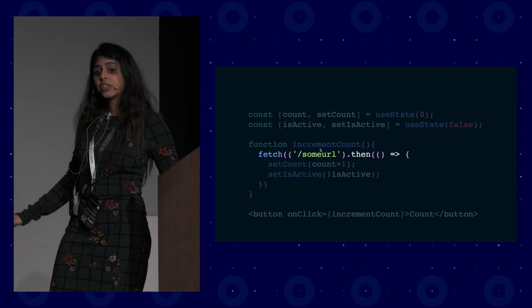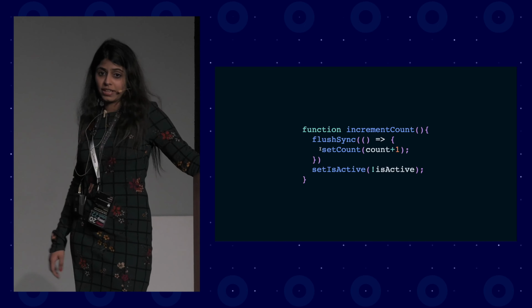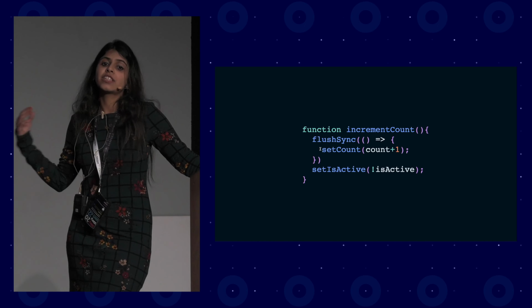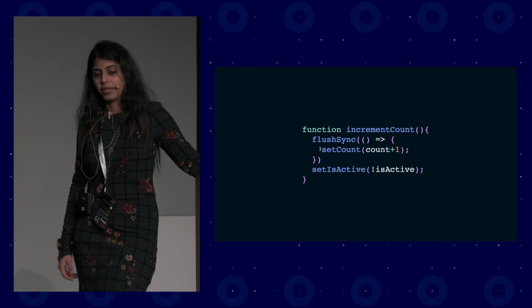But just in case you don't want React to batch your state updates, you can use this function flushSync and call your state update inside the callback of flushSync, which tells React to make an extra render for this particular state update.